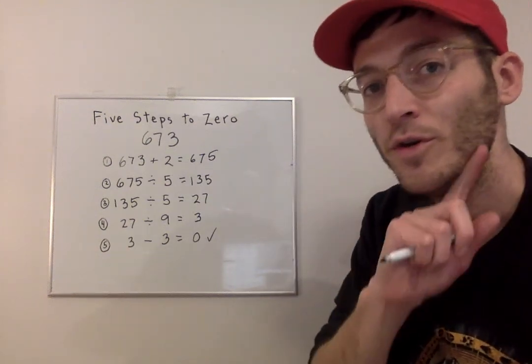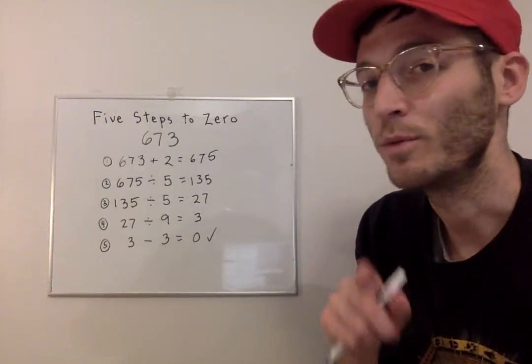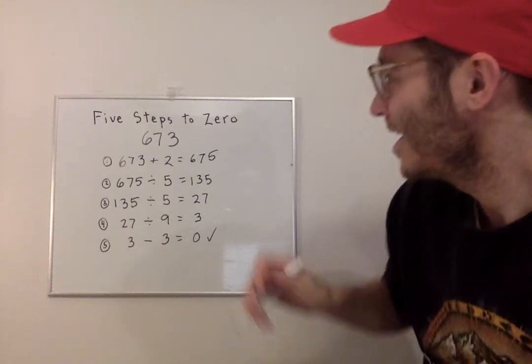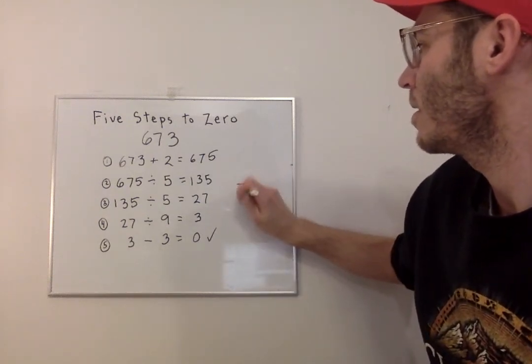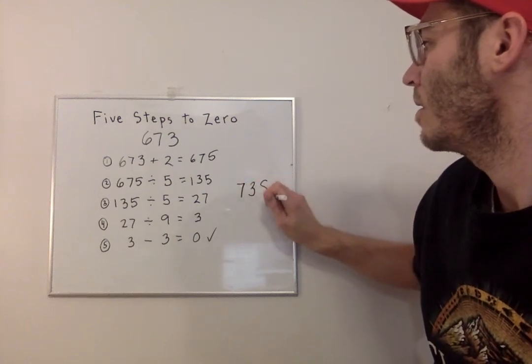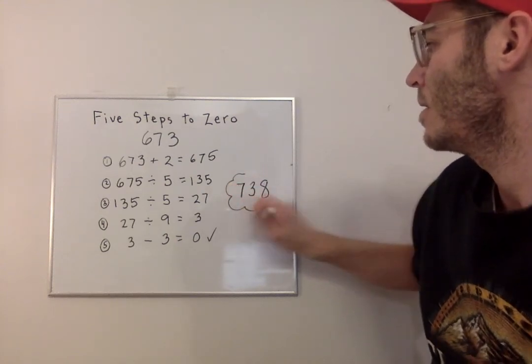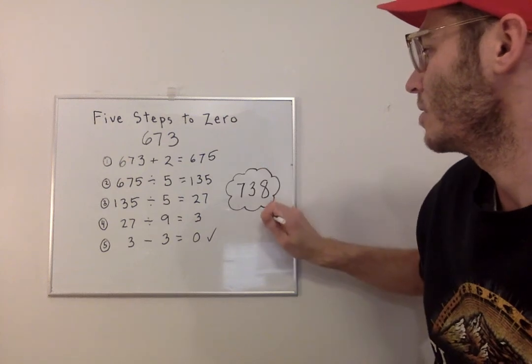So I'm going to give you a new number for today's challenge. This number will be much harder to get to 0, and the number you're going to be working with is 738. So that's your number to get down to 0.